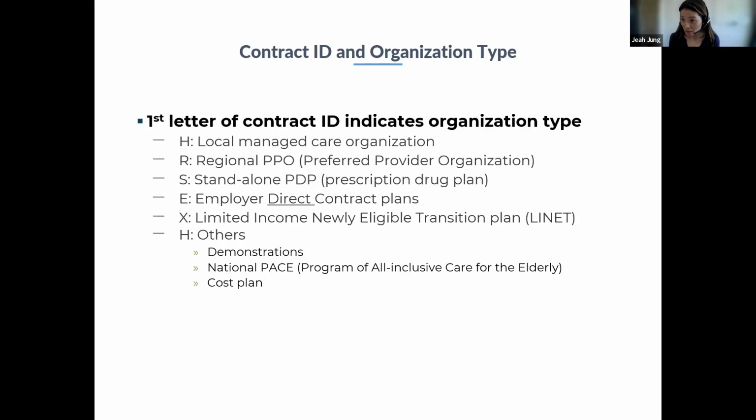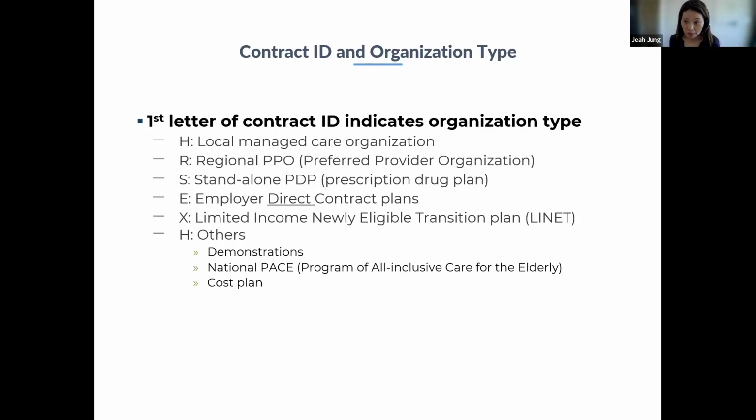Oh, they are all in this region, and they serve all the areas in that region. That's regional PPOs. Standalone PDPs, as we saw, are what traditional Medicare fee-for-service beneficiaries enroll in to have Part D coverage. Now, the contract ID starting with E is employer direct contract plans.